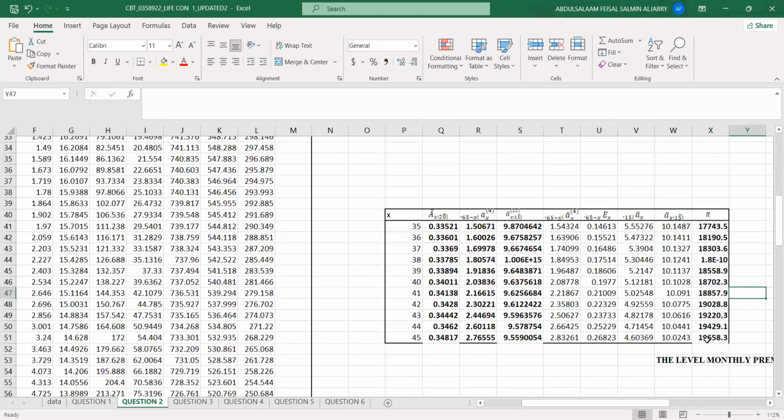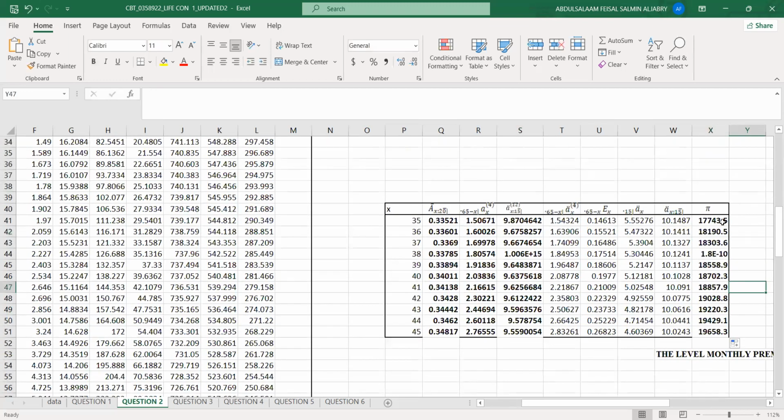Okay, and now it's done. As you can see, the values for level monthly premium from 35 to 45 are displayed here.